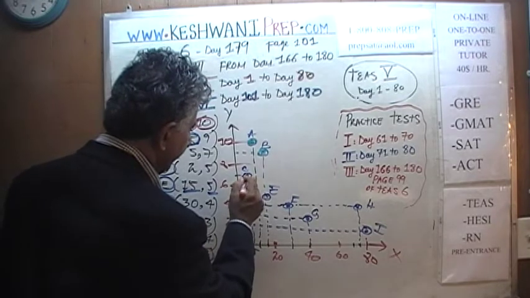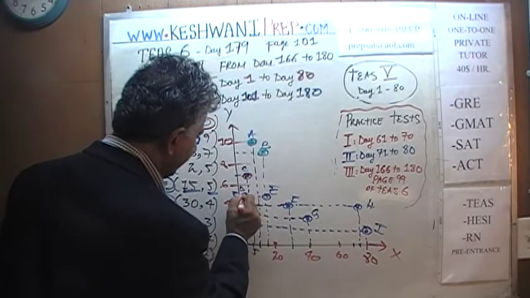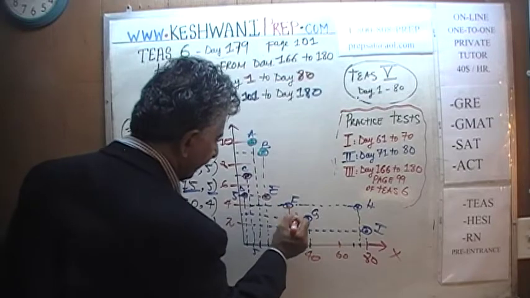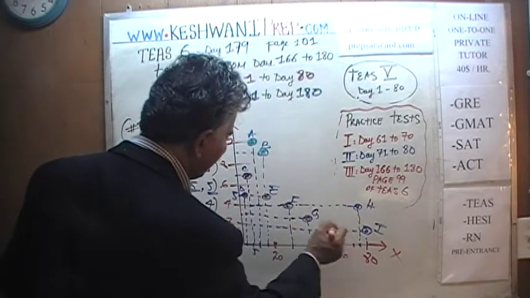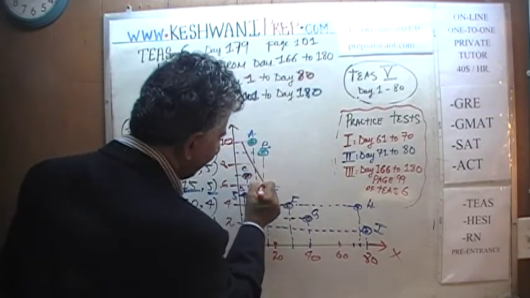There's the third one right here. Then there's one right here, there's one right there, one right there. You can already see the shape. The shape is going to look something like this.